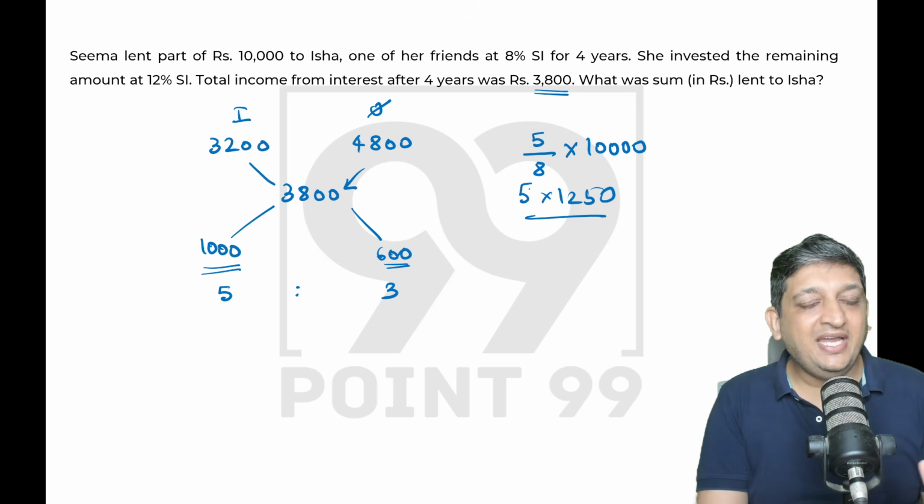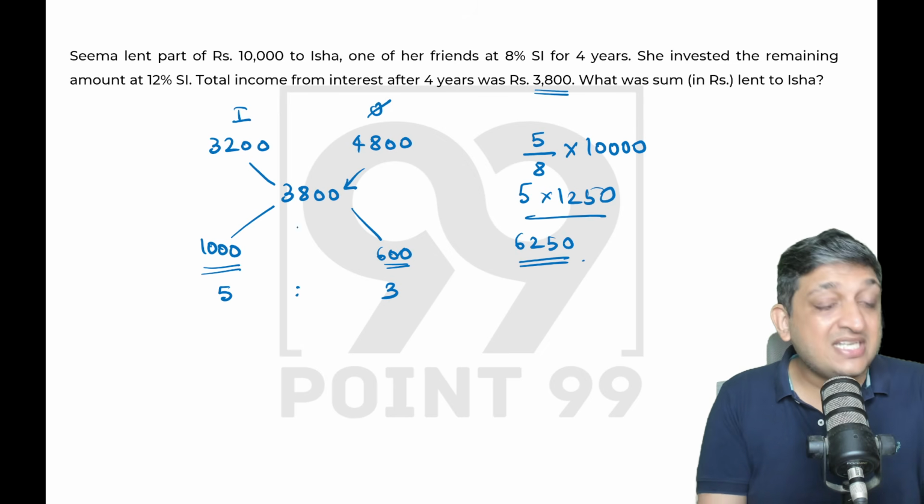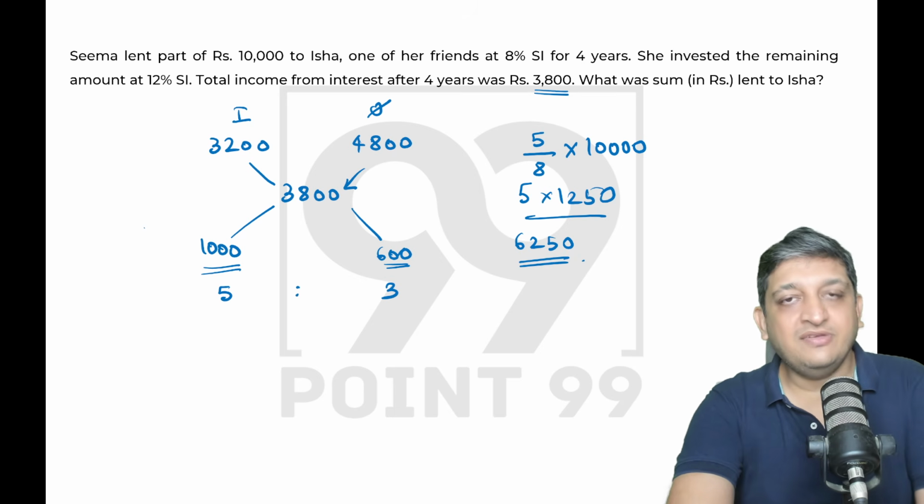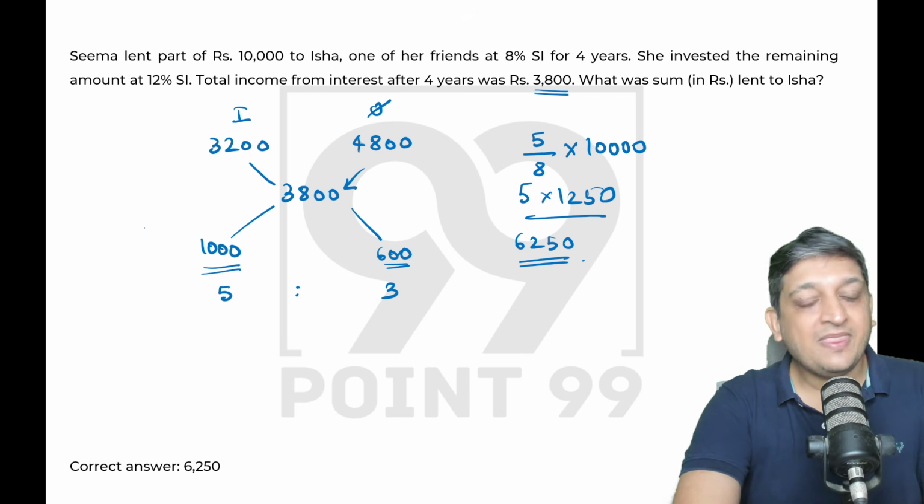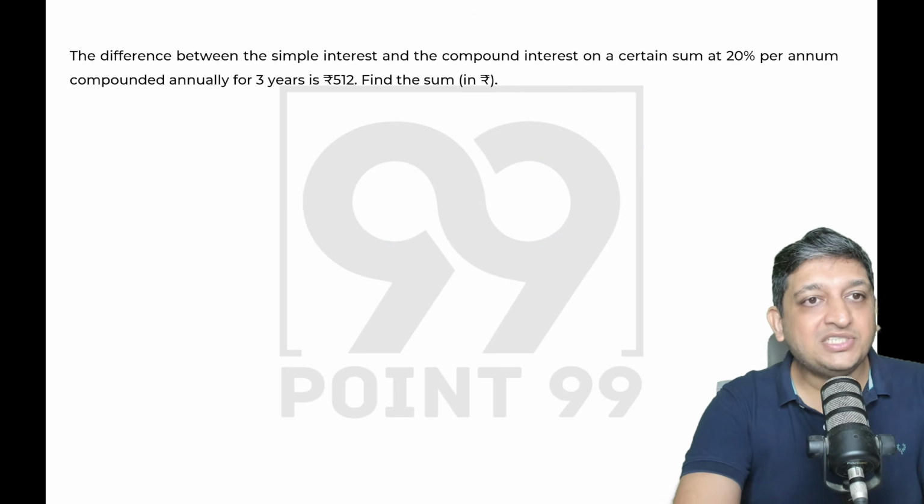Now if you know 5 by 8, your life will become slightly easier, but let's solve this. 125 into 5 is 625. So my answer should be 6,250 rupees that were lent to Isha, and 3,750 were lent to someone else. So the correct answer is 6,250. Let's move on to the next question.